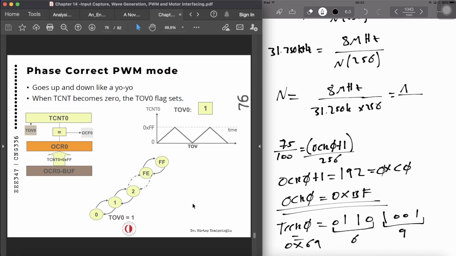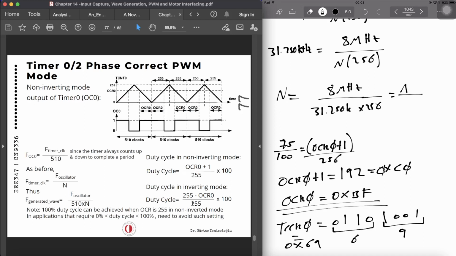So in fast PWM mode, the phase of the wave shifts with different duty cycles. And you cannot achieve 0% duty cycle in non-inverting mode or 100% in the inverting mode. But in the phase correct mode, the phase can be fixed and a duty cycle between 0 and 100% can be achieved. So if you are driving a motor, phase correct PWMs are preferred. So we can compare it and we can show the operation of the phase correct.